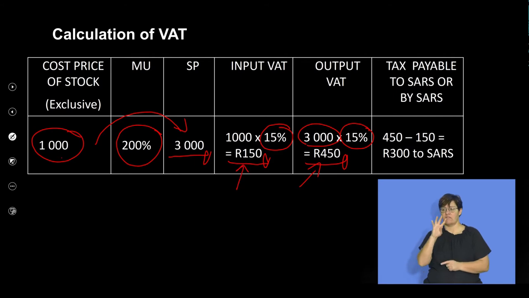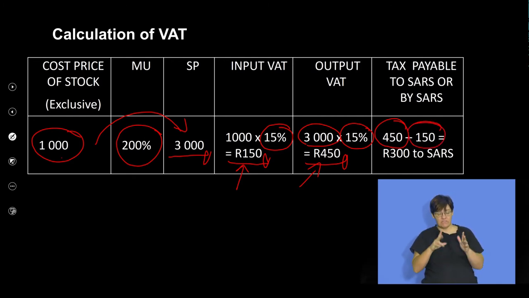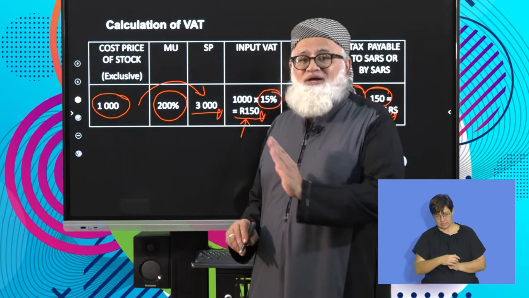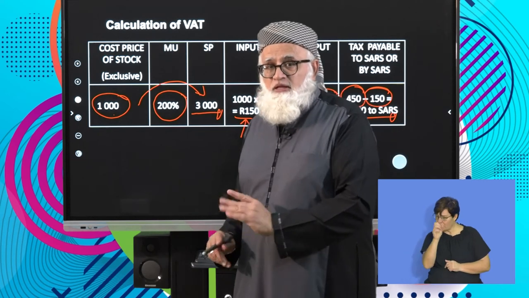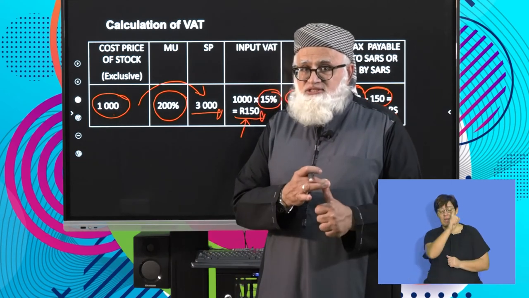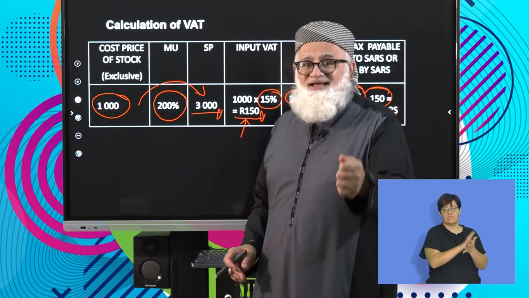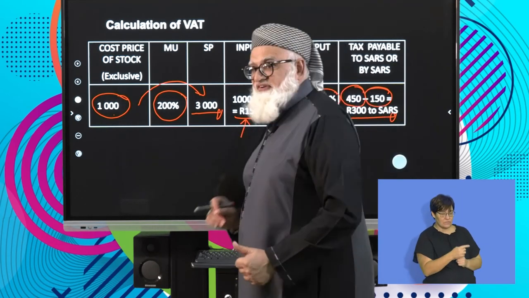So clearly you can see what amount you've collected: 450 from the consumer or the end user. You subtract the amount that you have paid, and that's the amount that's due to SARS. Please make sure you understand what I've done here. On the 1,000 Rand that you've purchased, you've paid VAT at 15%, which was the amount of 150.